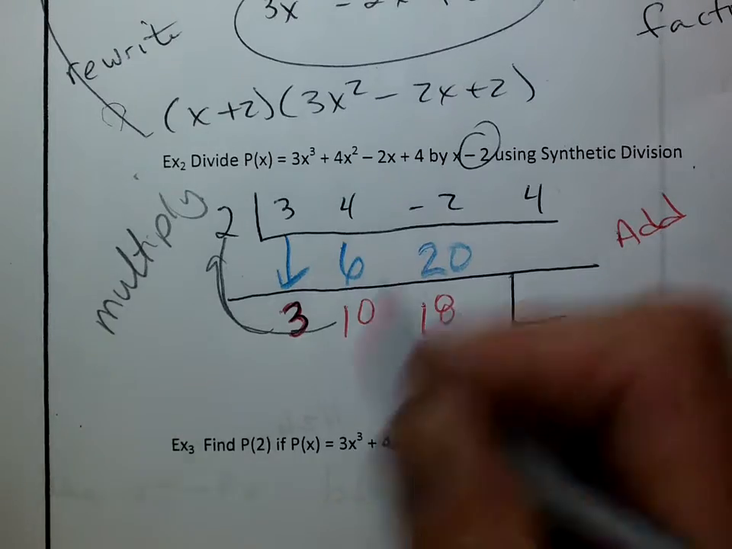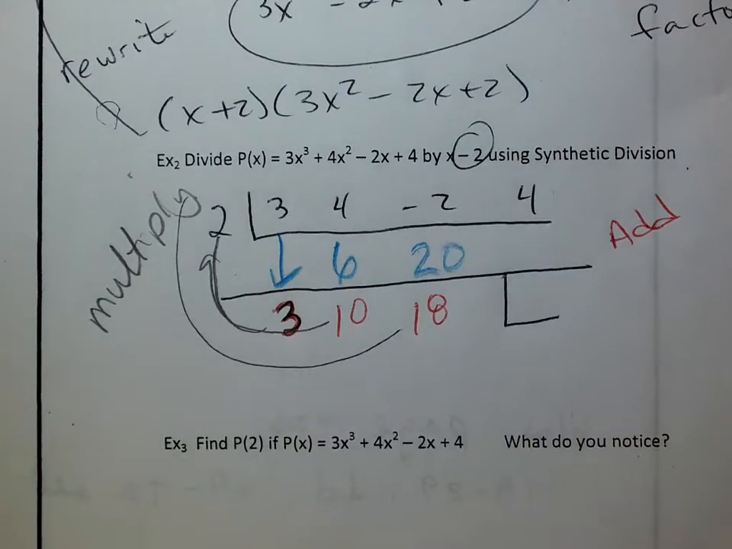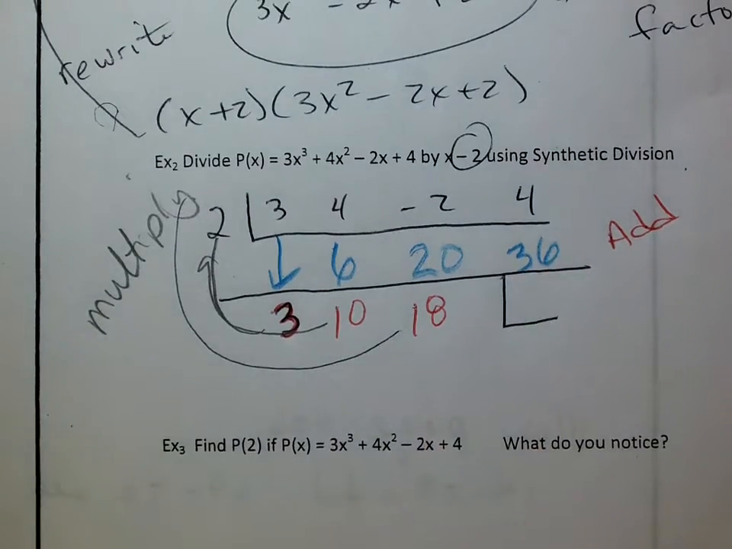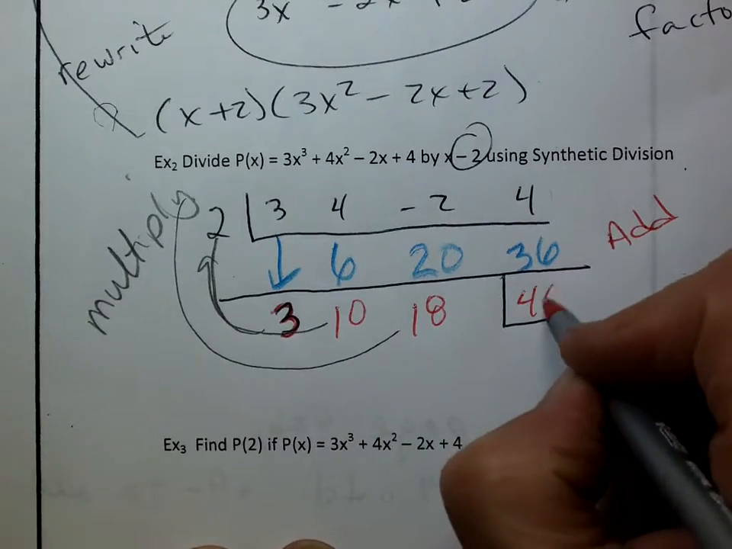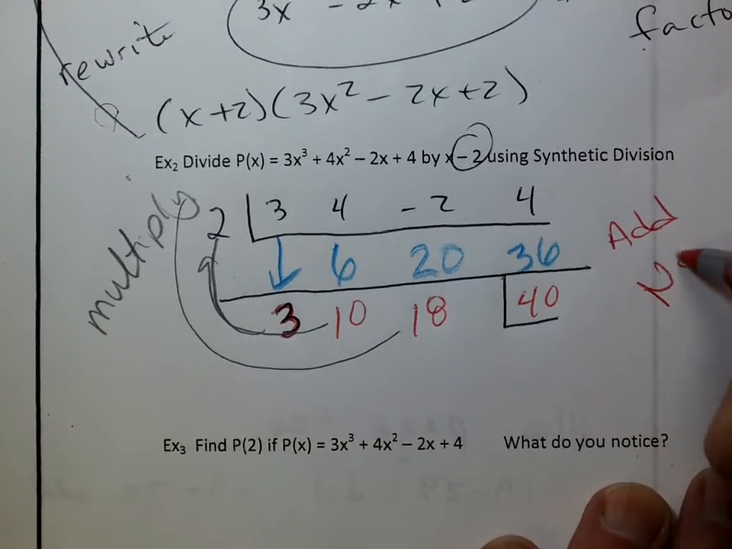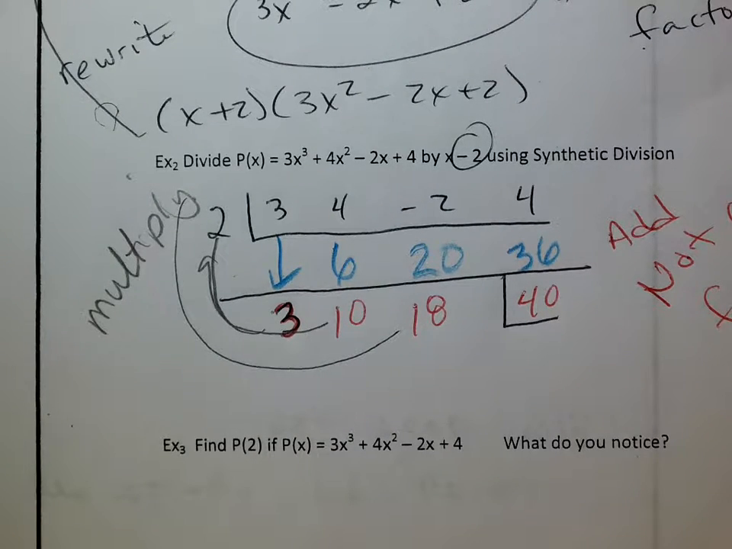And then we multiply, and I get a 36. And then I add, and I get a 40. So I got a remainder of 40. It is not a factor, because it had a remainder. If it has a remainder, it's not a factor. Pretty easy so far? Let's rewrite the answers.